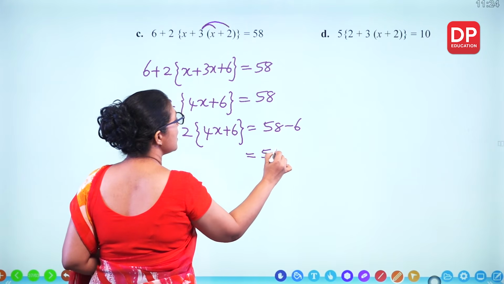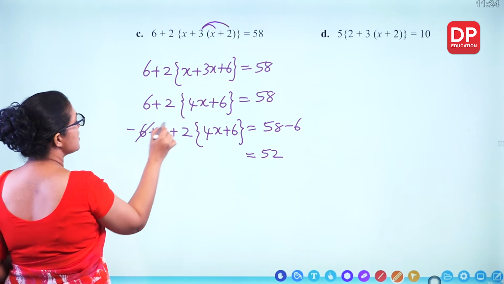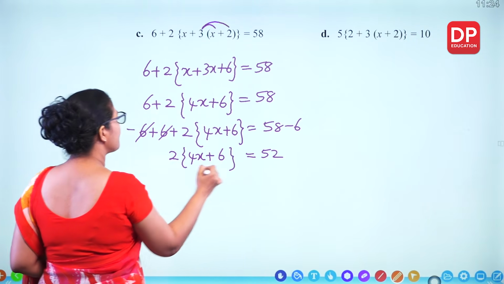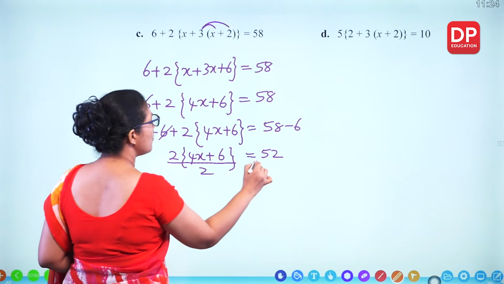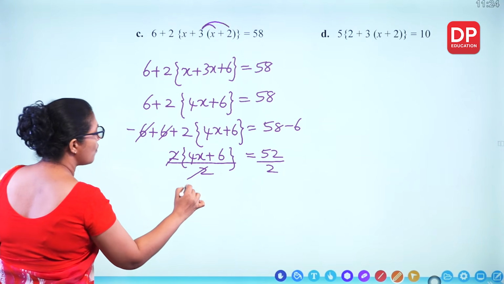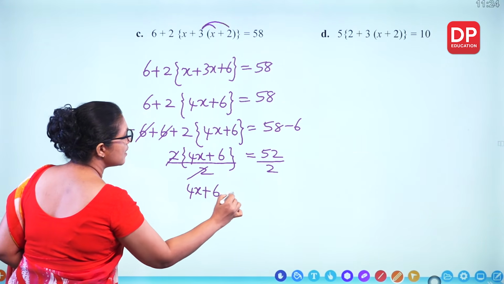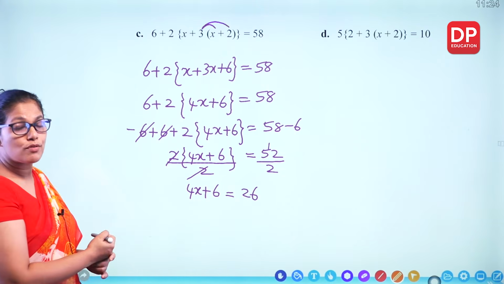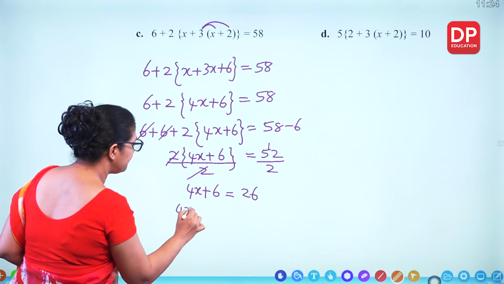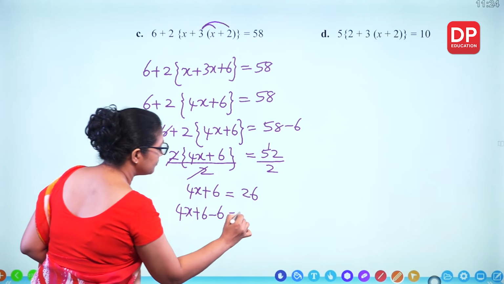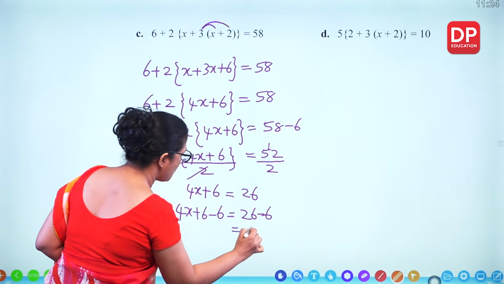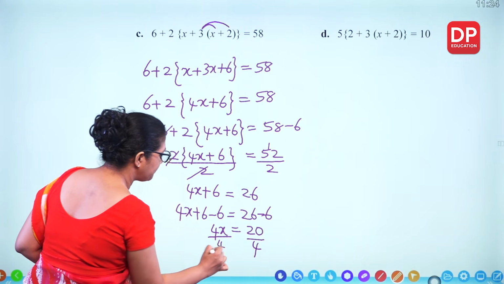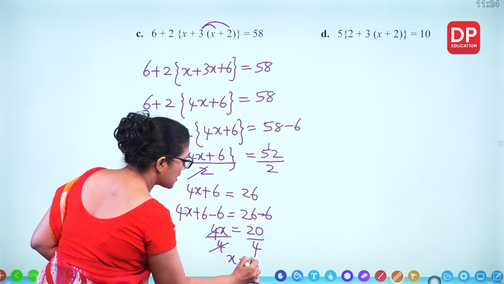What's the answer? 52 equals 2 times (4x plus 6). Divide both sides by 2. You get 4x plus 6 equals 26. Now subtract 6 from both sides. You get 20 equals 4x. Divide this by 4. x becomes 5.